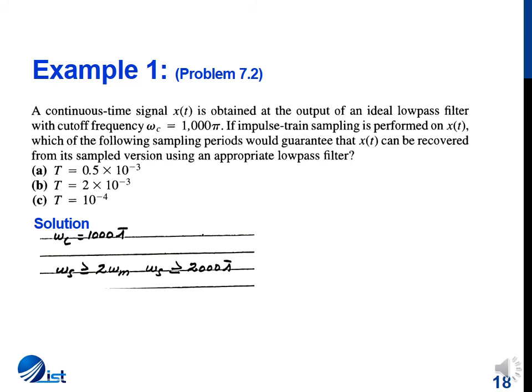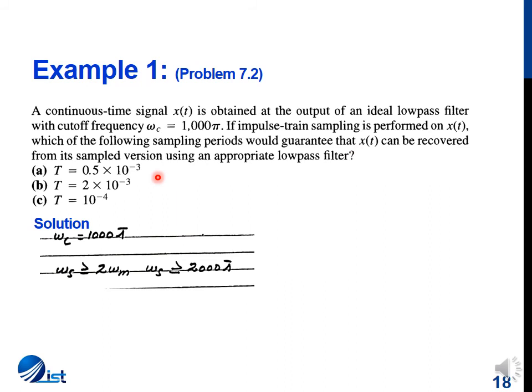For example, for practice problems, we are going to discuss the sampling theorem only. Now this first example is problem 7.2 of your book, which asks you to see whether the chosen sampling time of the impulse train is sufficient for us to reproduce the signal. So we have an ideal low pass filter with a cutoff frequency omega c equal to 1000 pi. If impulse train sampling is performed, which of the following sampling periods would guarantee that x of t can be recovered?